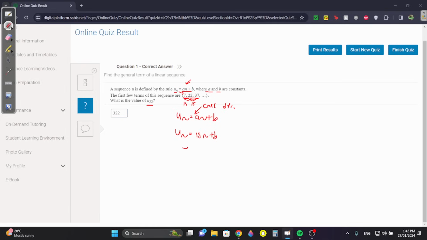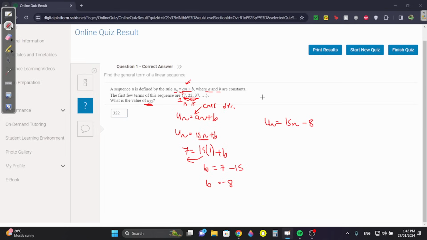So un is 7 equals 15 times n. What's the position of 7? It's the first number, so put times 1, since n is 1. Plus b. So b equals 7 minus 15, because you take 15 to the other side. So b equals minus 8. So our equation is un equals 15n minus 8.